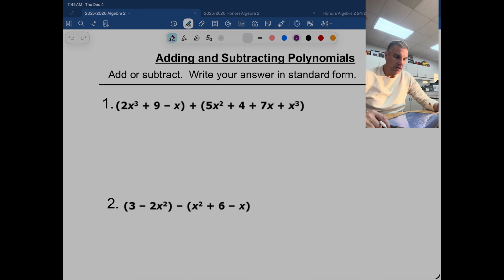Anytime you're adding polynomials, if you've got parentheses sitting in there, you really can just ignore the parentheses. No need to rewrite it. Just leave it alone. Just ignore the parentheses when you're adding. Make sure that you know you're adding.